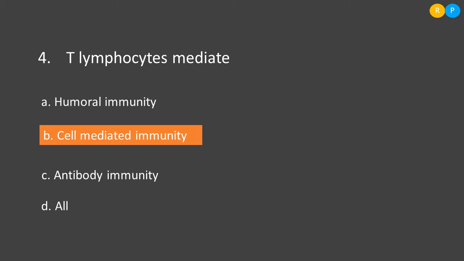So antibody immunity is actually considered as a humoral immunity given by B lymphocytes. So the correct answer here is option B, cell mediated immunity.